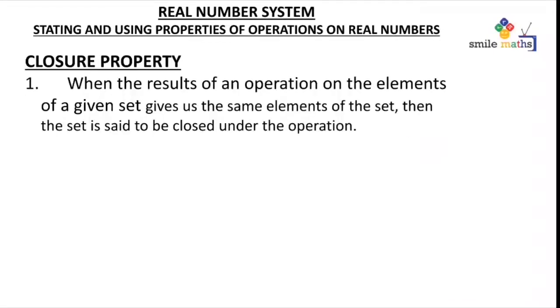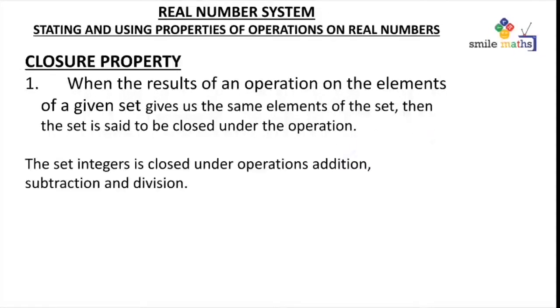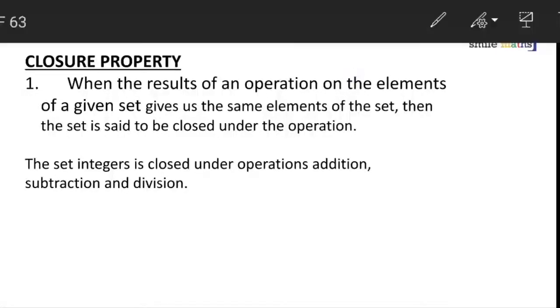For the closure property, what it means is that when the result of an operation on the elements of a given set gives us an element of the same set, then the set is said to be closed under the operation. So the set of integers is closed under the operations addition, subtraction and multiplication. Whenever you add, subtract or multiply integers, it should give you an integer. For integers, division will have to be cancelled, because for division, sometimes it will lead you to fractions or rational numbers.